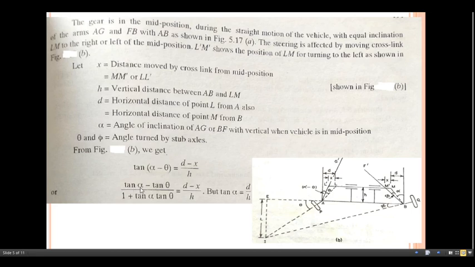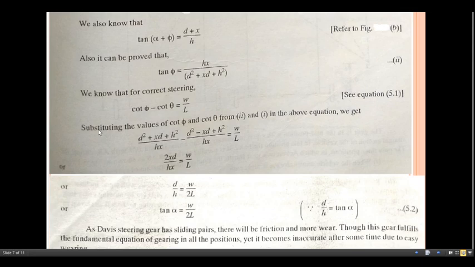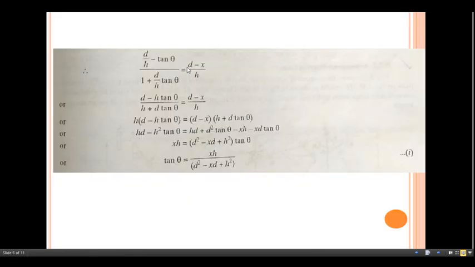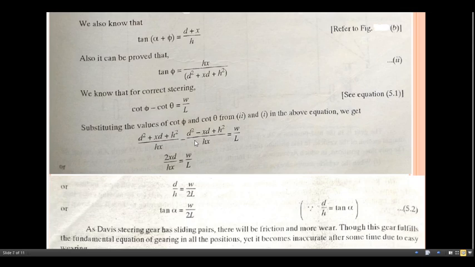In that case, what do we get here? Tan α plus tan φ, instead of this θ, divided by 1 minus tan α into tan φ. So it is the same step in front of you. After simplifying, what do we get? The direct value for tan φ. In this you get HX divided by D square plus XD plus H square. So once we get the values for tan θ and tan φ, our task is very easy. Here we know the condition for the correct steering gear mechanism: cot φ minus cot θ equals W divided by L.